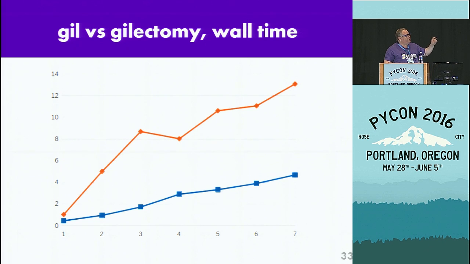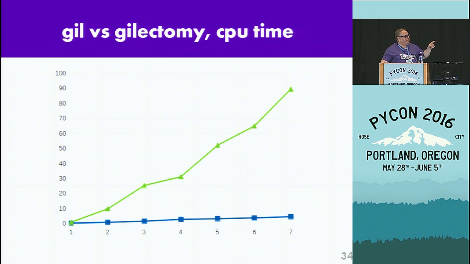At one thread, you'll notice that the Gilectomy is actually not that much slower. It's only about twice as slow, which is great for me. But again, this is wall time, and I think CPU time is much more telling of the tale. So again, the Gilectomy version is about twice as slow at one thread. At two threads, it jumps to 10x slower, and then it just keeps going up and up. Again, there's this anomaly at 4.